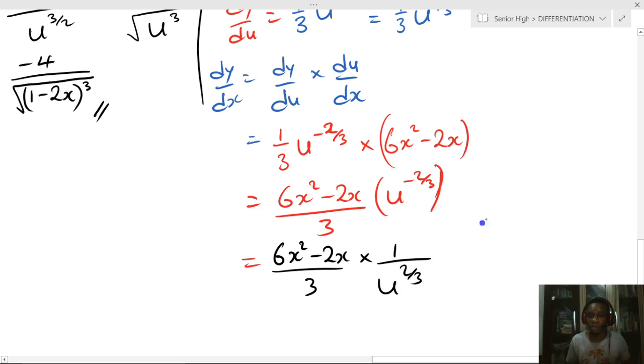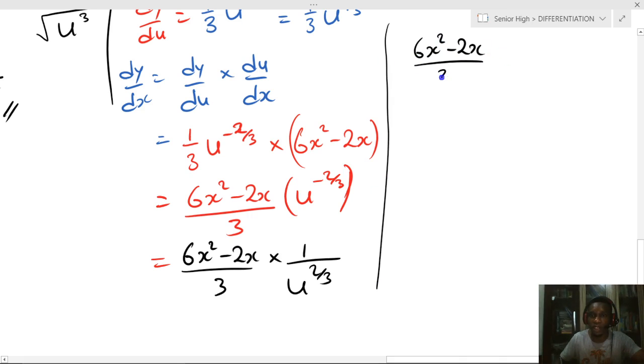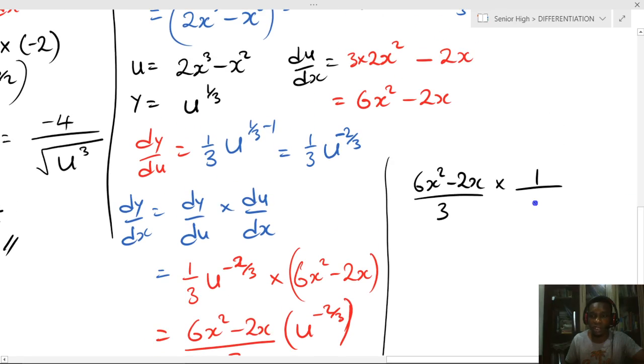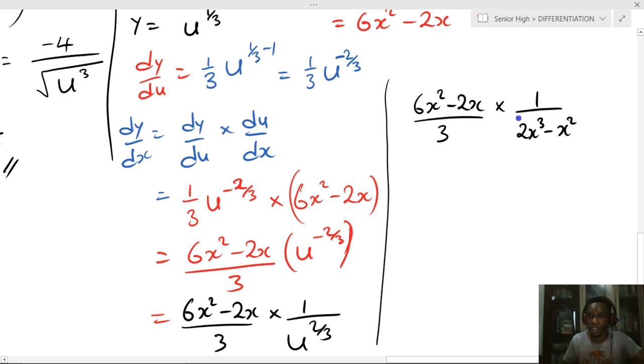So I can proceed in solving this. Let me bring this down: 6x squared minus 2x over 3 times 1 over u raised to the power 2 over 3. What's the value of our u? The value of our u was 2x raised to the power of 3 minus x squared. But remember, it is u raised to the power of 2 over 3, and I'm looking for dy dx.